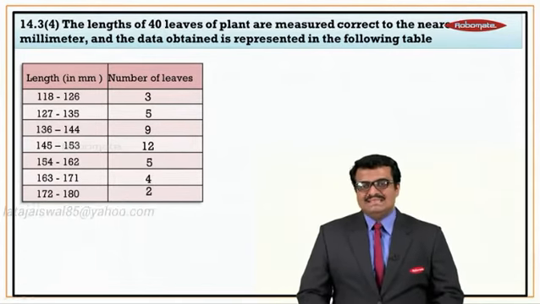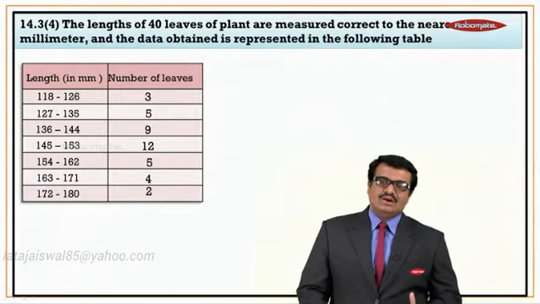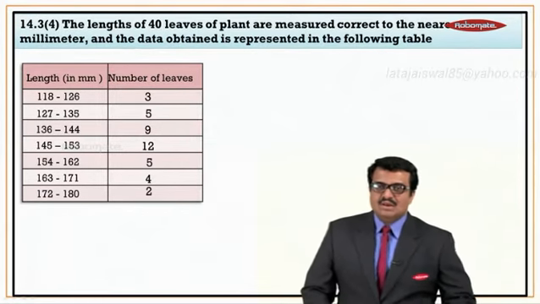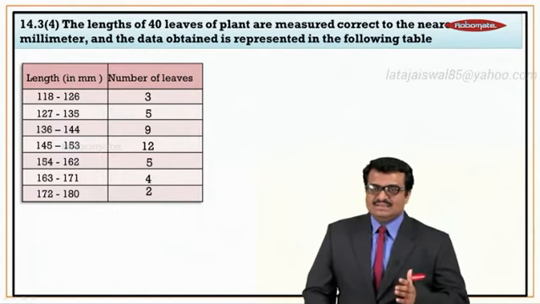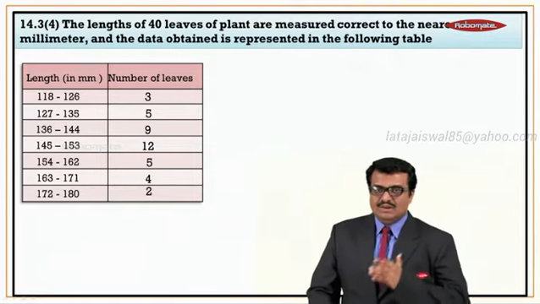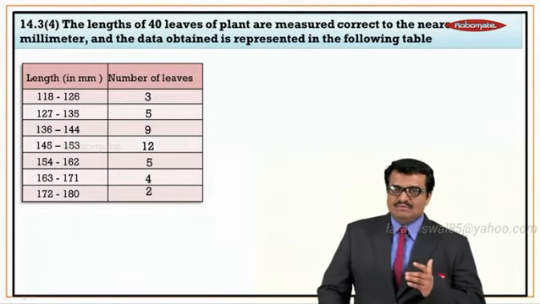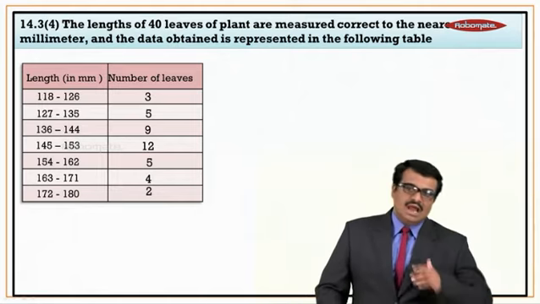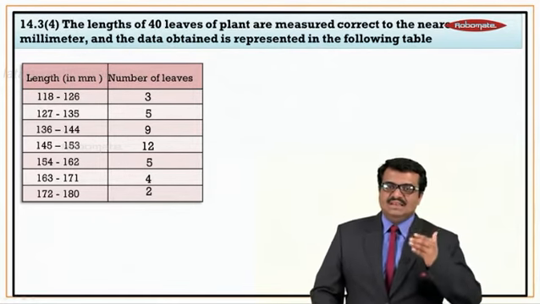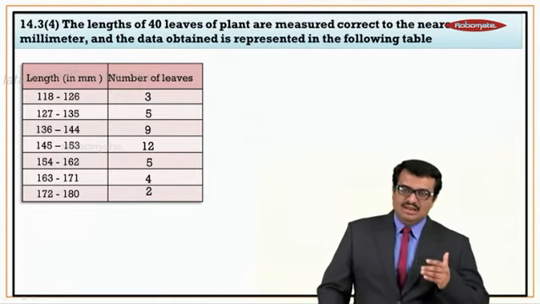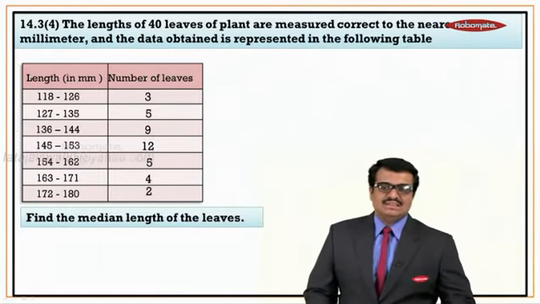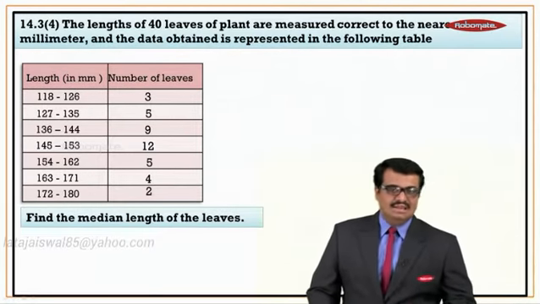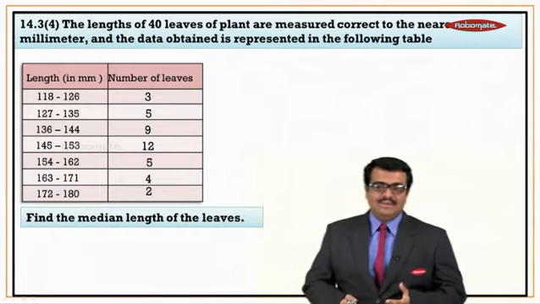The first column is length in mm and the second column is number of leaves. 118 to 126, the first class, 127 to 135, 136 to 144 and so on. And the second column is number of leaves, that is 3, 5, 9, 12, 5, 4, 2. The question is to find the median length of the leaves, right?